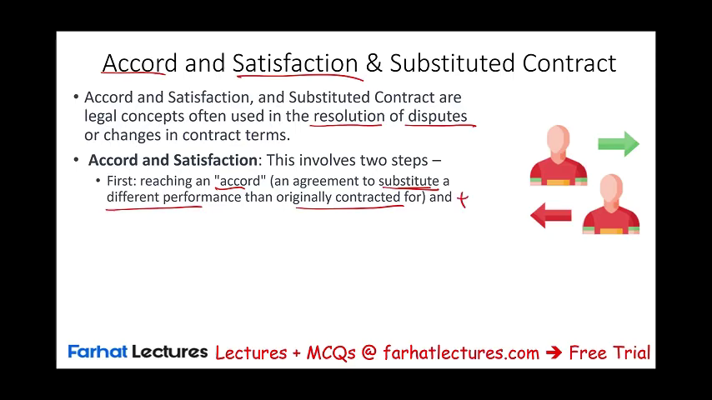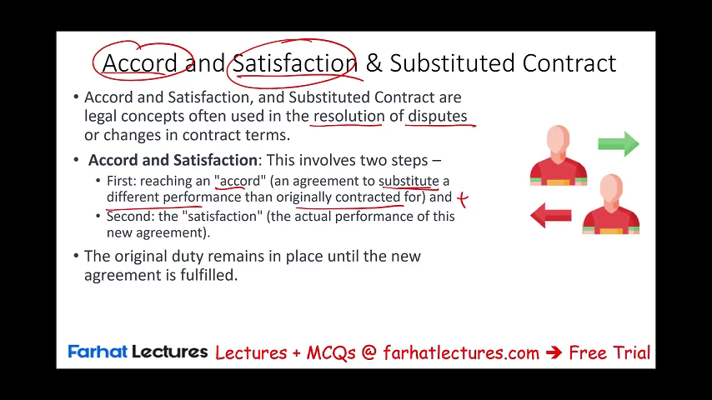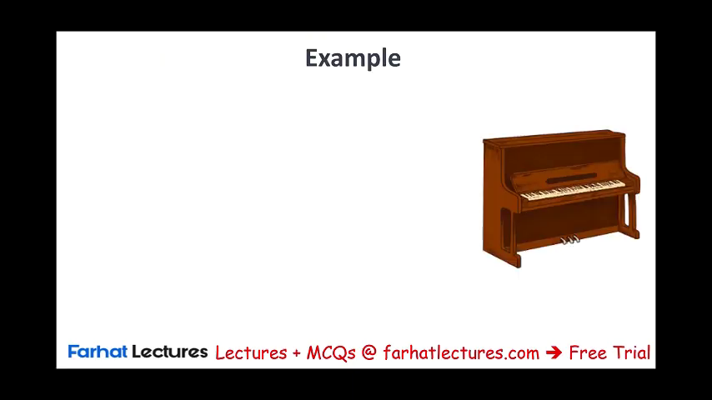And the second is satisfaction. So it's an accord and satisfaction. And satisfaction is the actual performance of this agreement. So the original duty in the original contract would remain in effect until the second step, until the satisfaction occurs under the accord and satisfaction. So notice the original duty remains in place until the new agreement is fulfilled. Let's look at an example to illustrate this concept.